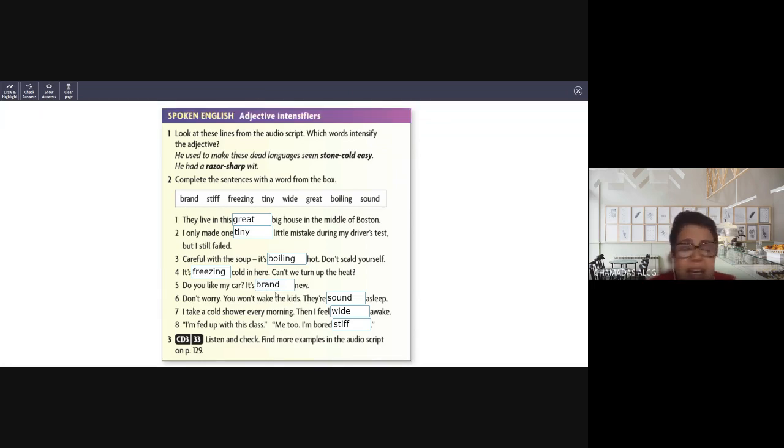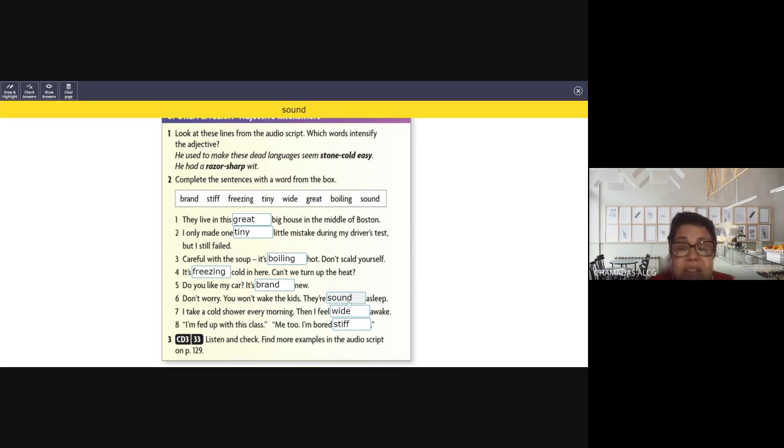Instead of saying, oh, it's super new or it's very new, I can intensify the fact that I just bought it. I just bought the car. I can say it's brand new. Okay. Number 6, don't worry. You won't wake the kids. They're sound asleep.